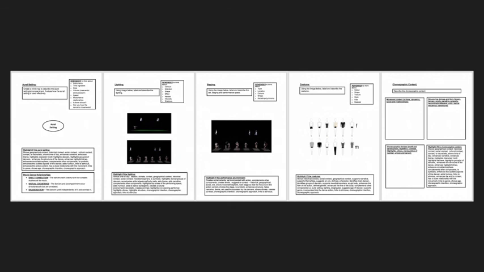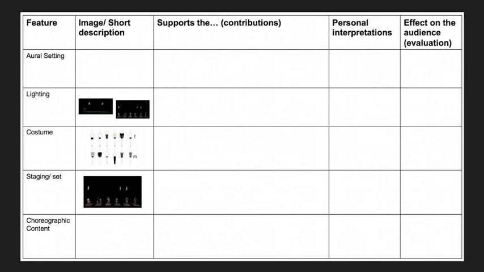We have looked at the aural setting, the lighting, the staging, the costume, and the choreographic content of Section 4 from Infra. For your homework, you now need to download and complete the homework table. This homework table asks you to write down how the lighting, for example, supports the contributions of the piece. The contributions could refer to the choreographic intention, the stimulus, or the choreographic approach. You are then required to give your personal interpretation of the lighting and then how the lighting has an effect on the audience.